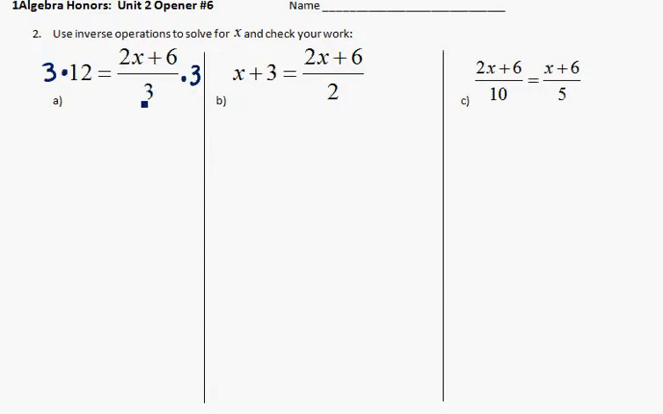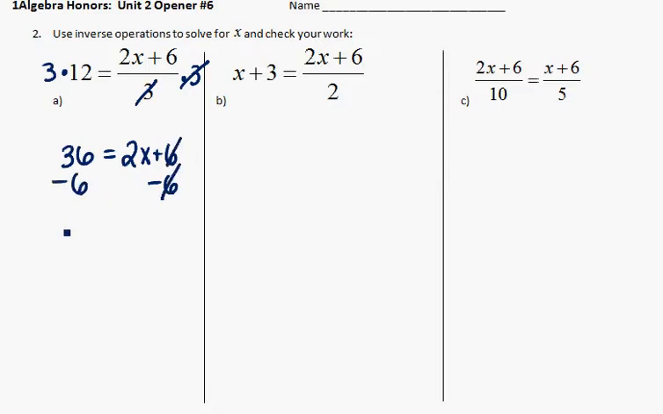On the right-hand side, my 3's cancel out, and I'm left with 2x plus 6. On the left-hand side, I have 3 times 12, which is 36. Now I have a pretty straightforward two-step equation to solve. I see that I'm adding 6 to my x's, so I'm going to do the inverse operation of addition and subtract 6 from both sides.